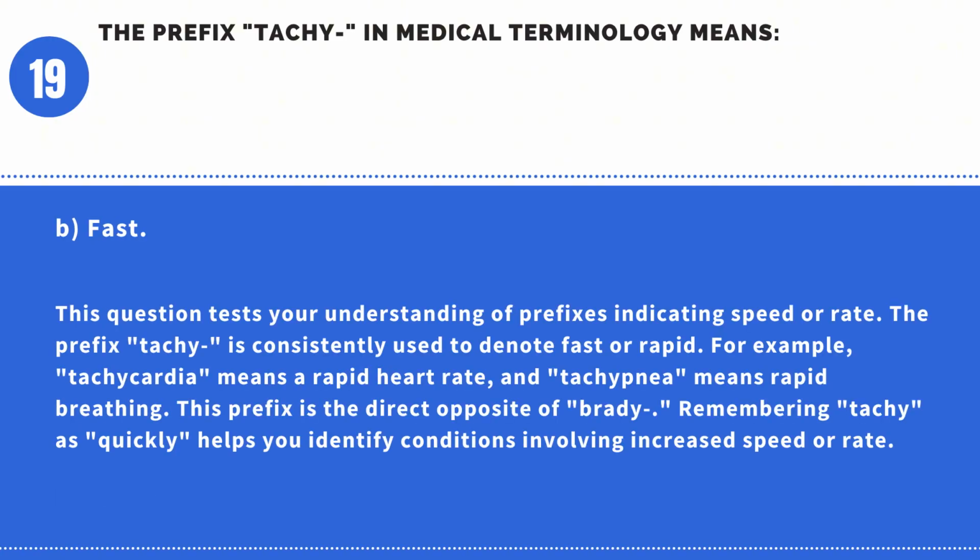Answer B. Fast. This question tests your understanding of prefixes indicating speed or rate. The prefix tachy- is consistently used to denote fast or rapid. For example, tachycardia means a rapid heart rate, and tachypnea means rapid breathing. This prefix is the direct opposite of brady-. Remembering tachy as quickly helps you identify conditions involving increased speed or rate.